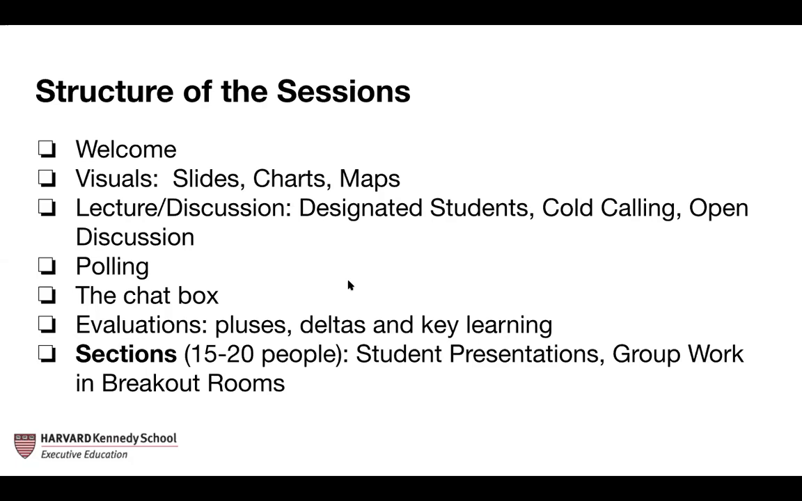We find it not to be distracting, but to actually be more like a counterpoint to what we're doing. It's just another way people can participate, but it does require a monitor. And then we end up with evaluations in every class where we ask what worked, what needs to be improved, and what were the key learnings and takeaways. Then in sections, it's usually 15 to 20. And as it says here, student presentations, group work, we can do breakouts there.